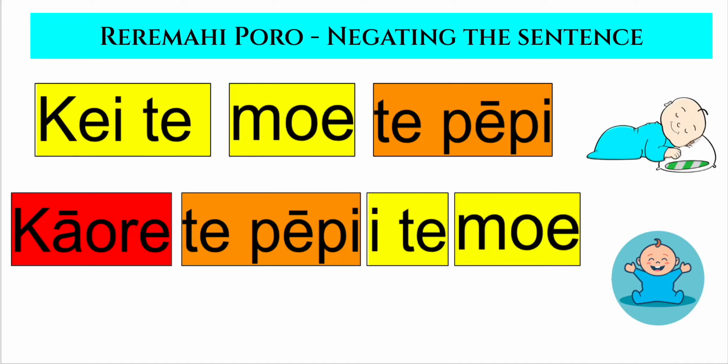The affirmative sentence, kei te moe te pepe, becomes negative in the form kaore te pepe i te moe. So we've got the negation word kaore, we've got the kaimahi te pepe, we've got the negative tohua i te, and we've got the action word, the tūmahi moe.